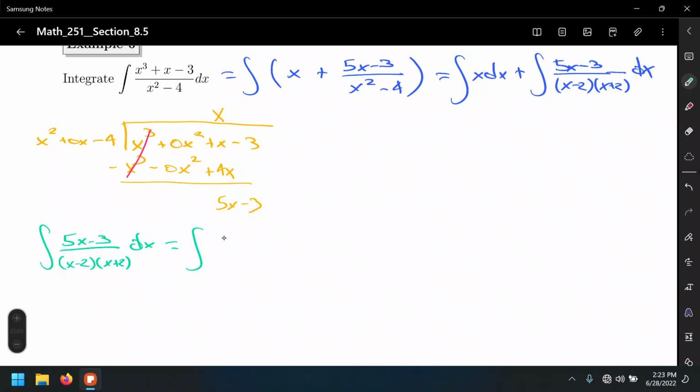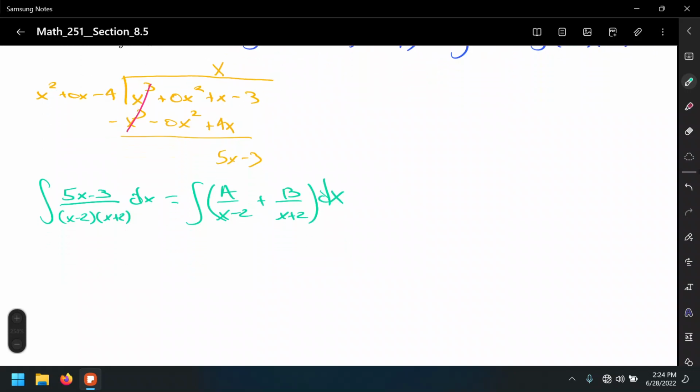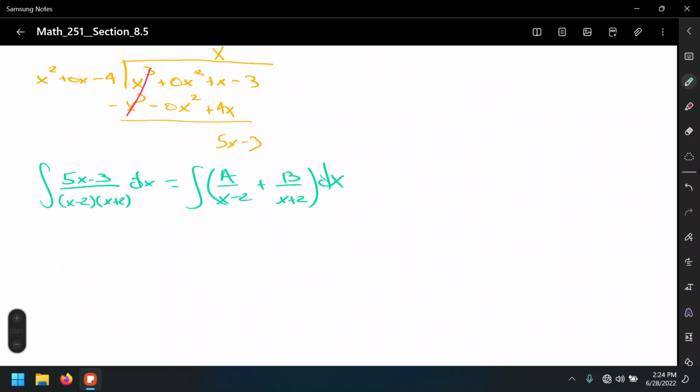This is the same as saying the integral of a over x minus 2 plus b over x plus 2. So let's do the partial fractions and figure out a and b. This one is going to be very short because they're all linear. None of them are repeated.